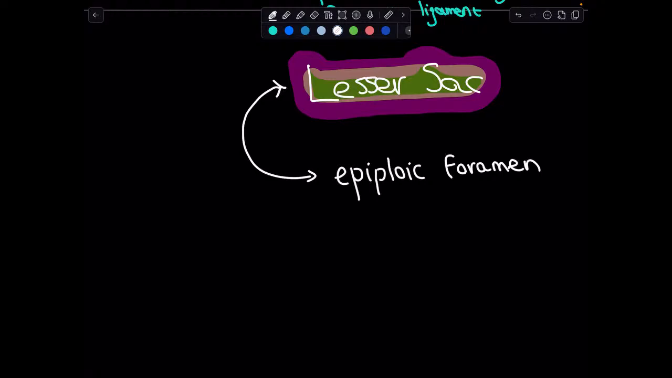Sure. The epiploic foramen, also known as the foramen of Winslow, is the opening connecting the greater sac, which is the main part of the peritoneal cavity, to the lesser sac, which is the smaller recess behind the stomach. It's bordered by the liver, the hepatoduodenal ligament, and the inferior vena cava. This foramen allows communication and the passage of structures like vessels between these two spaces. I'm confused.